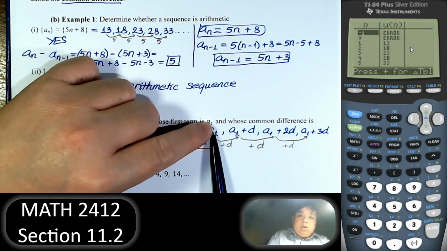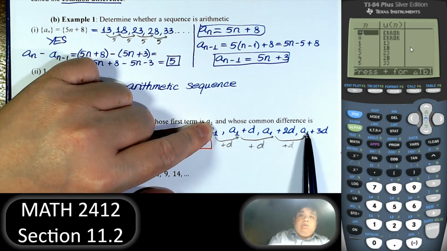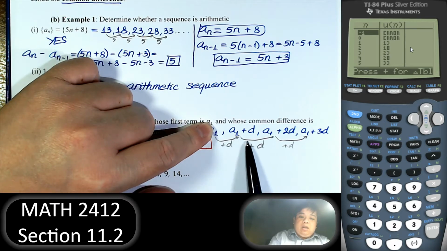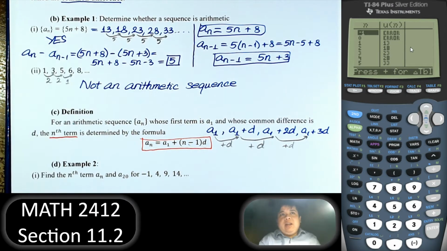So think about this. You start at this point. How many steps do you need to take to go from the first to the fourth? 1, 2, and 3 steps to go from the first term to the fourth term. So you always take n minus 1 steps to go from the first term to the nth term.